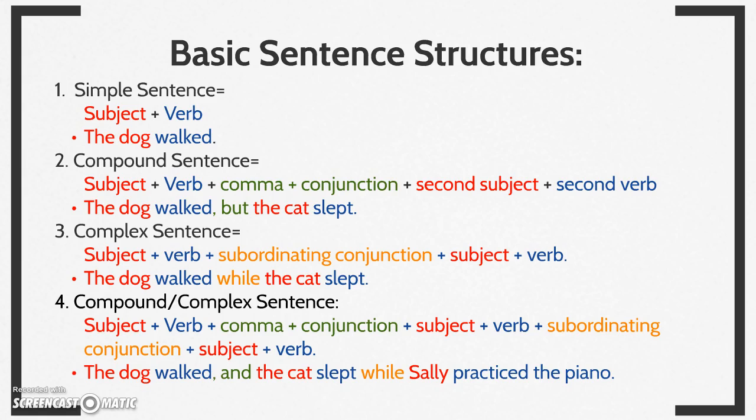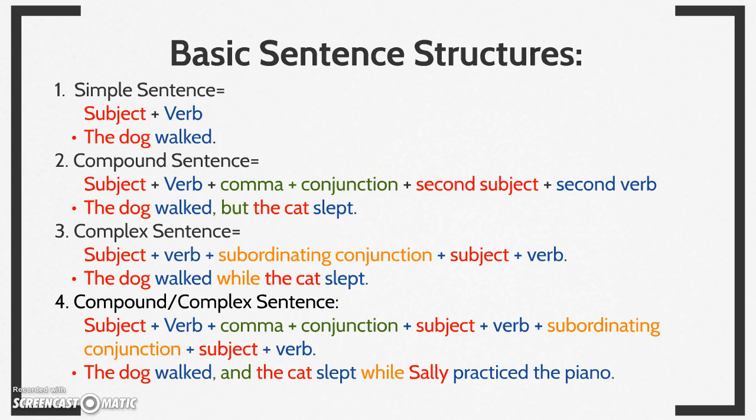So, for example, the dog walked, comma, but the cat slept. Compound sentence. Now, these are not Nobel Prize winning sentences here, okay? Just illustrating a point. You also then have your complex sentence.